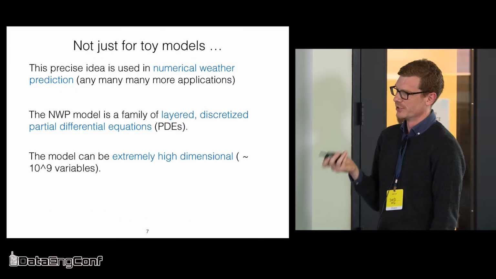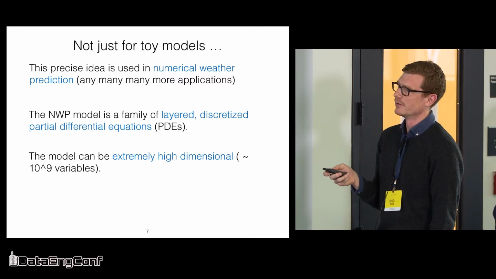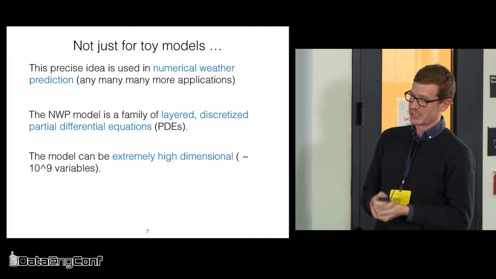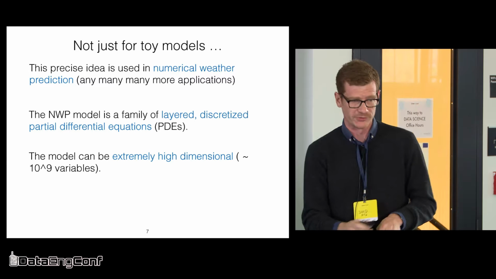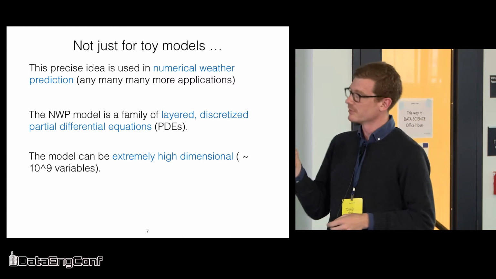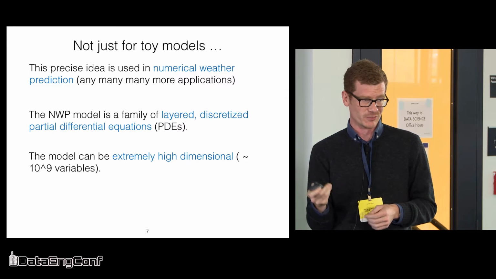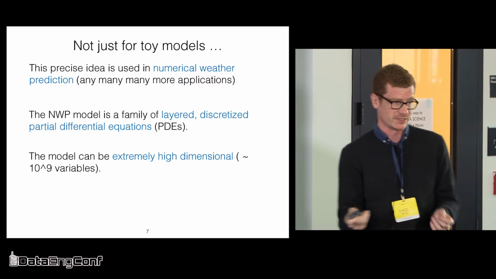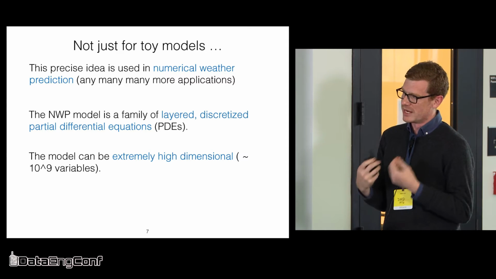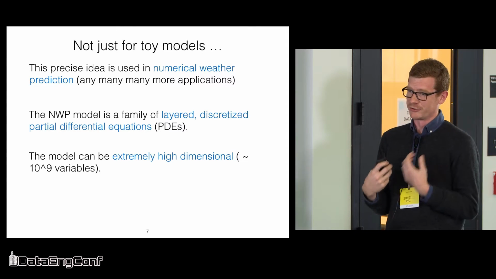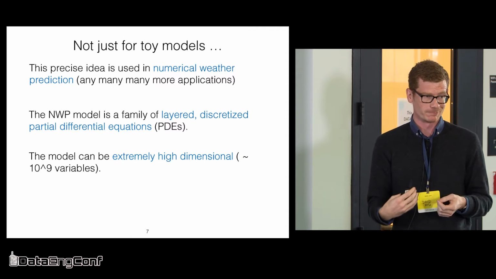OK, so this is a toy model that I've shown you. It's not just for toy models, though. This is huge business. So techniques like this have been used for numerical weather prediction basically since computers have existed, so for 70 years or something. The methods that they use are extremely ad hoc to begin with and have been getting more and more sophisticated over time.